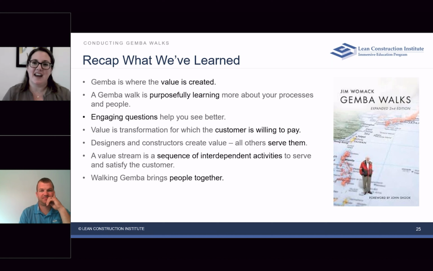You know, at the end of the day, it is not our tools and processes that build, design, or deliver the value to our customers. It's the people within it. And so it's that true respect for people.